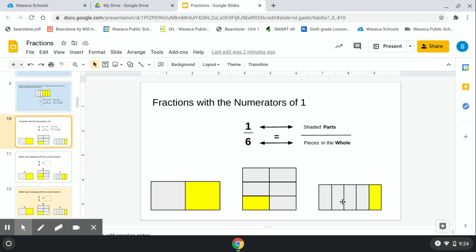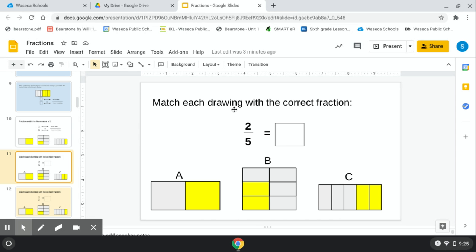So we're looking at these 3 pictures. I see that this picture has 1, 2, 3, 4, 5 equal parts, so I know that one's not going to work. And I know that this rectangle is split into 1, 2 equal parts, so I know that one's not going to work either. And this one is split into 1, 2, 3, 4, 5, 6 equal parts. So this rectangle right here would represent 1/6.